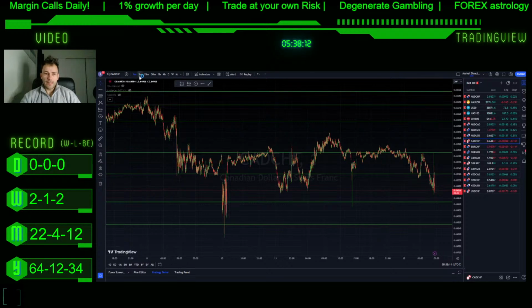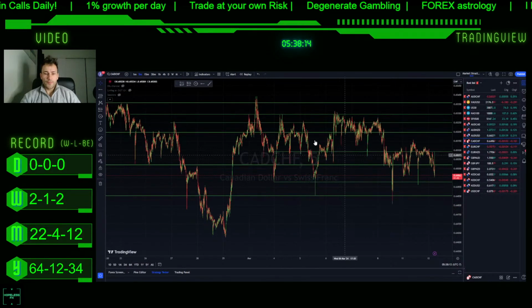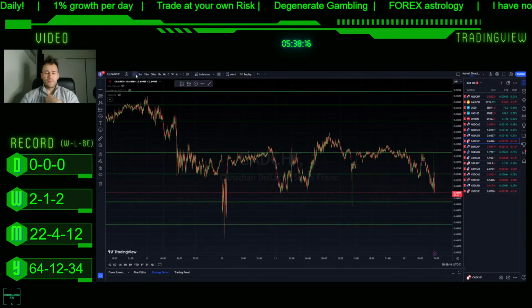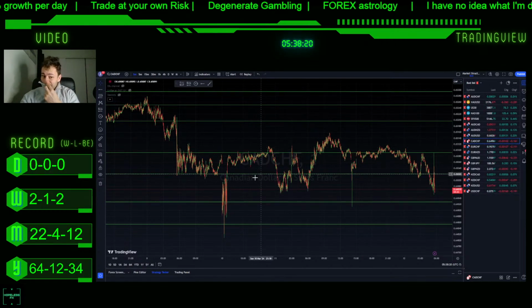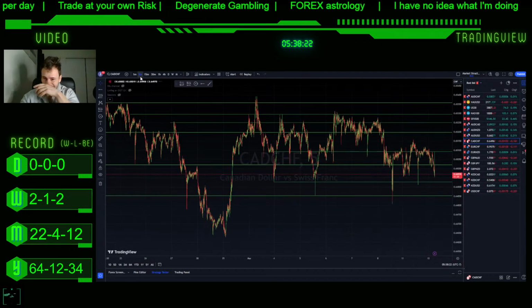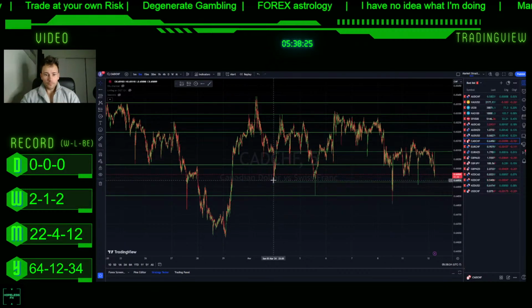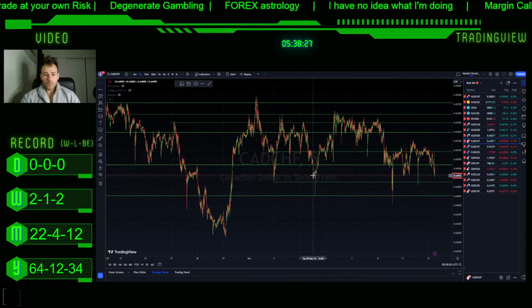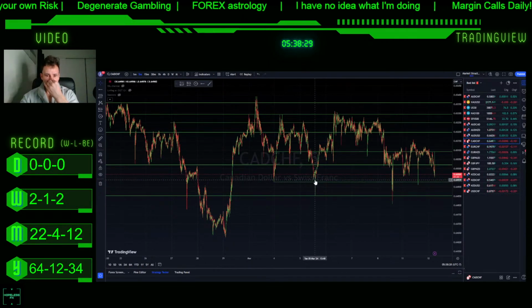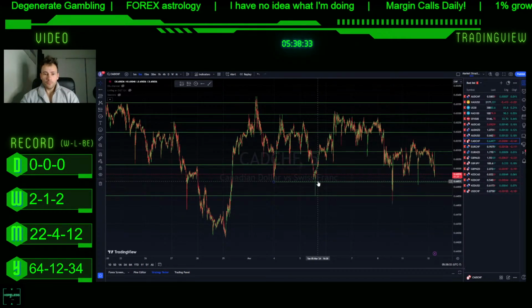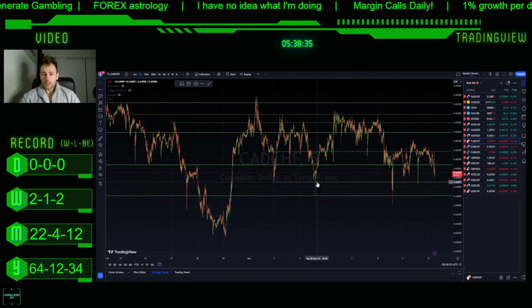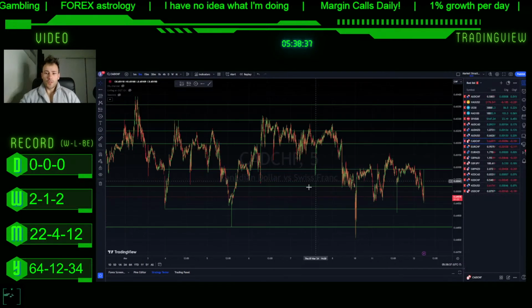So here we have something like CADCHF. We have a lot of up and down sideways movement. That's kind of my bread and butter. So we could look to get into a trade here on CADCHF as price comes down into this 64927 level.